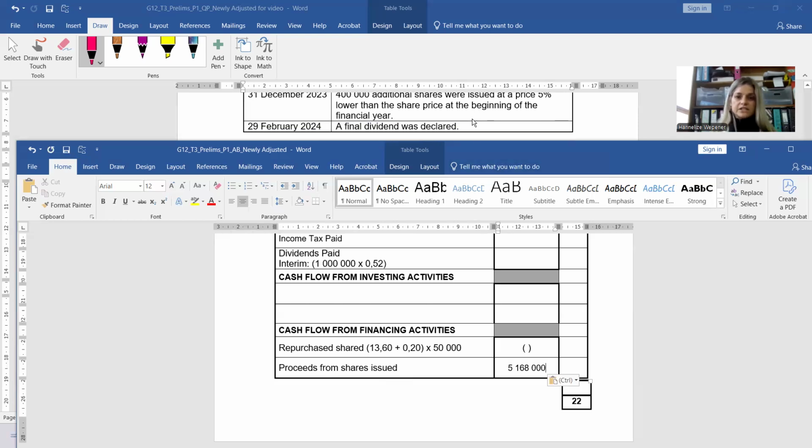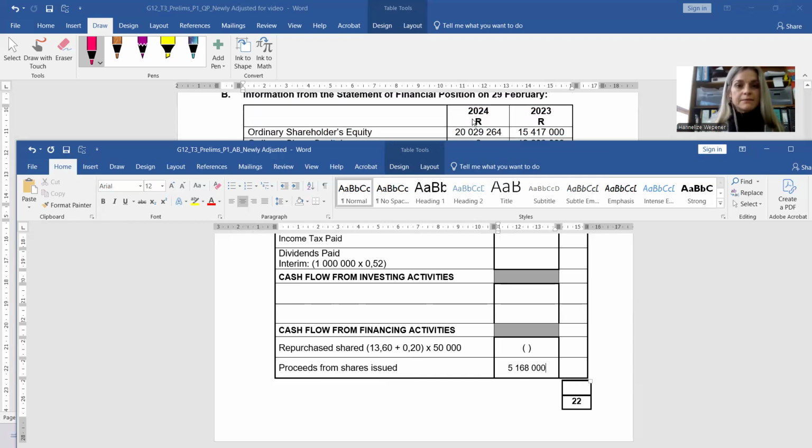Then it says the final dividend was declared. We are not going to be concerned about that now because it says only declared, not paid. We are doing cash flows. There's no outflow or inflow of cash when a dividend is declared, only an outflow of cash when we have made payment.